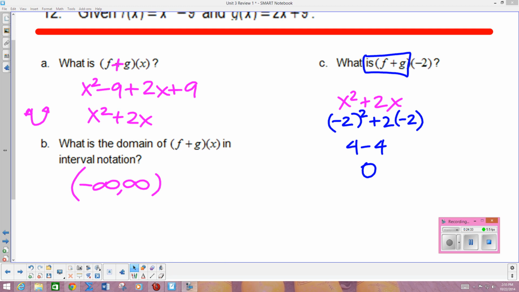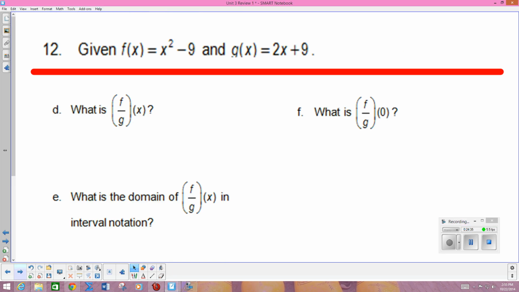So now I'm going to do division. I have the same thing, and I am doing division. So I have f, which is x squared minus 9, divided by g, which is 2x plus 9. So now I have to look at the domain.